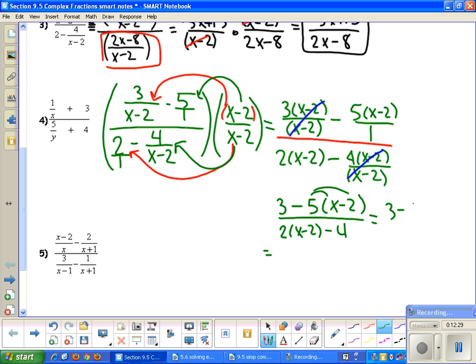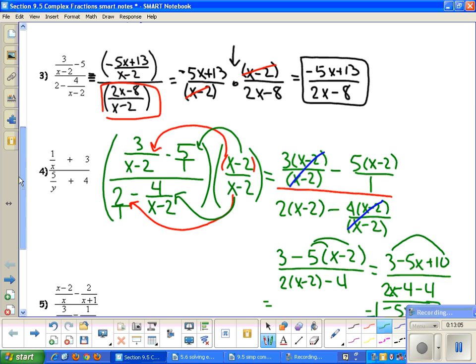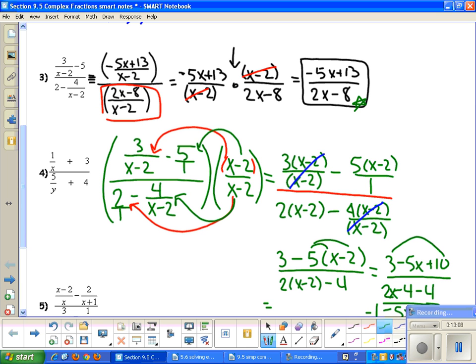So we got 3 minus 5x plus 10 over 2x minus 4, which gives me negative 5x plus 10 over 2x minus 8. I forgot the x, sorry. So that should be 2x minus 8. And that should be 13, not 10, because we have the 3 and the 10 right here. So notice that that is the same as what we got right here.